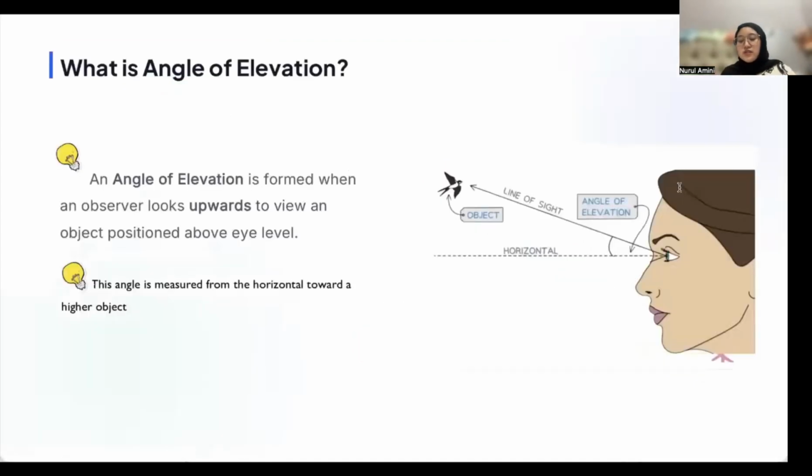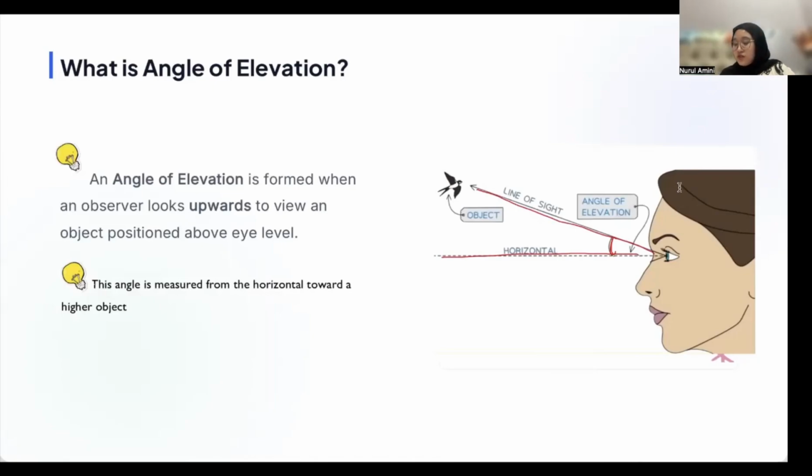So, what is an angle of elevation? An angle of elevation is formed when an observer looks upwards to view an object positioned above eye level, such as when you see a bird or an airplane. This is a horizontal line, and as we said before, this is the line of sight. This angle is measured from the horizontal toward a higher object.